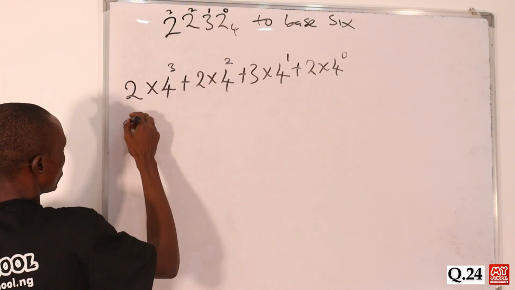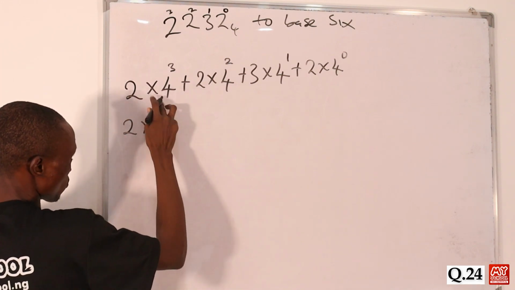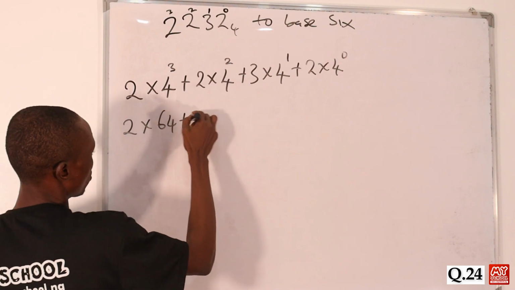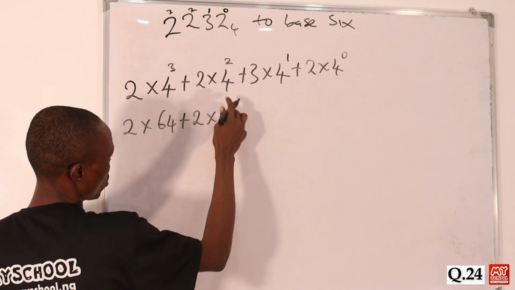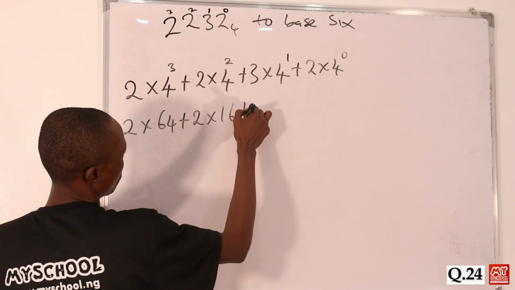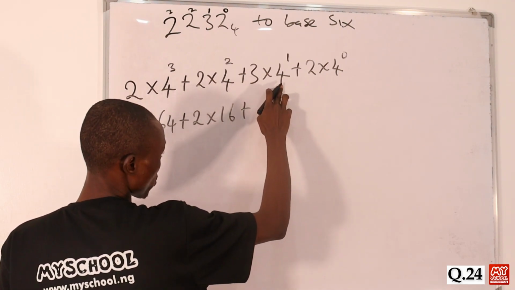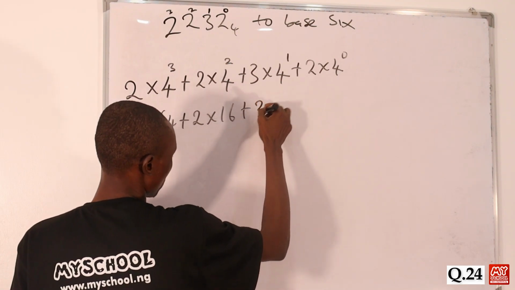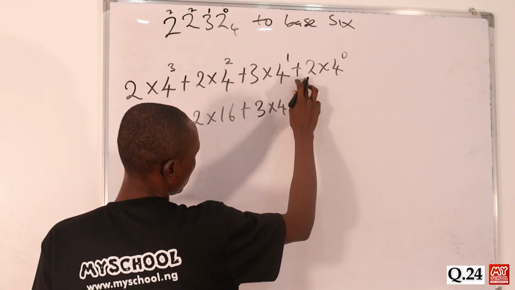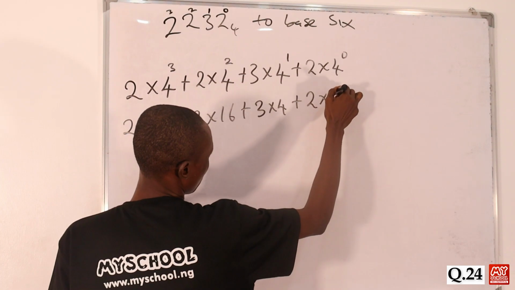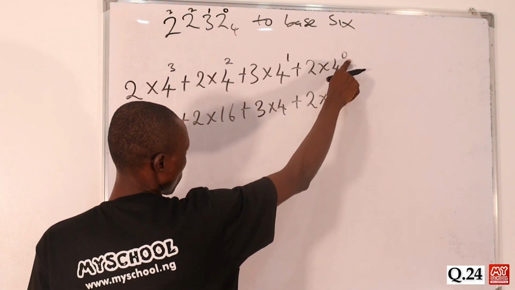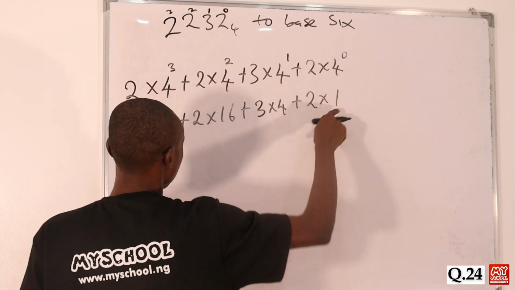Okay, so here we'll be having 2 times 64 because 4 raised to the power 3 is 64. Then plus 2 times 16 because 4 raised to the power 2 is 16. Plus 3 times 4 raised to the power 1, which is 4. So you'll still be having 3 times 4. Then plus here will be 2 times 1 because any number raised to the power 0 is 1.